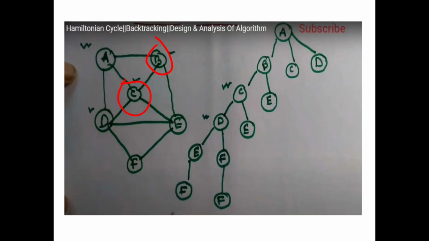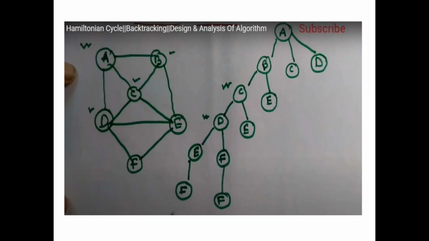Next, adjacent to B we have C, and another adjacent vertex is E. The adjacent vertices to C are D and E. Next, we are at D. D has two adjacent vertices, E and F.